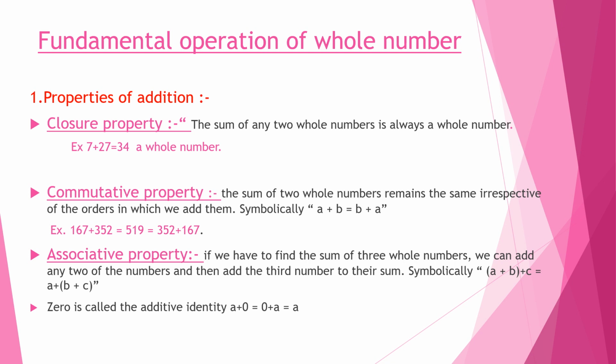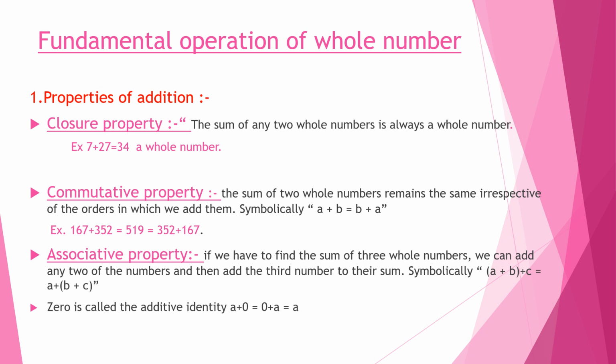Next is associative property. If we have to find the sum of three whole numbers, we can add any two of the numbers and then add the third number to their sum. Symbolically, if a plus b is done first and then c is added, we get the same result when b plus c is added first and then a is added to their sum.